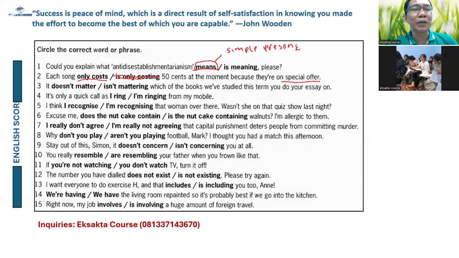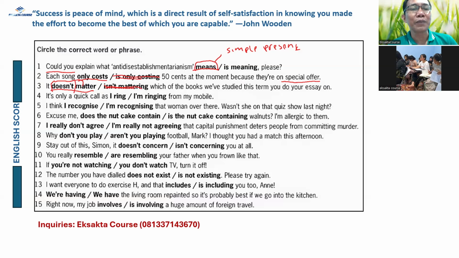And then, sorry, we go back to number 1. Number 1, could you? It is a polite request. And then now number 3. It doesn't matter, isn't mattering, which of the books we have studied this term you do your essay on. So the answer here is it doesn't matter. You know that if it doesn't matter, it is negative. Use doesn't because there is a verb in the sentence in simple present. It doesn't matter.